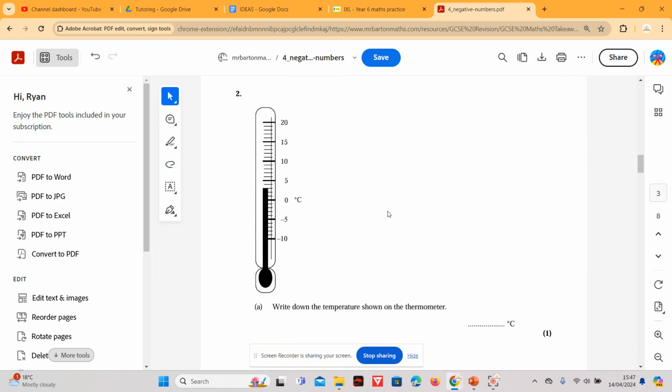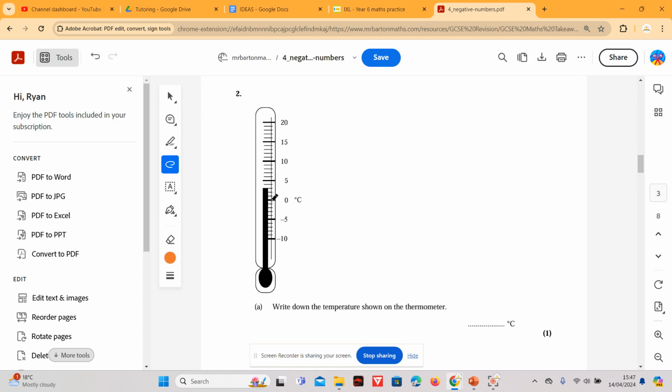So next question, write down the temperature that is shown on the thermometer. If you haven't seen my reading scales video, you're probably best checking that out first, but that's not to worry. So it starts off at 0 here, and as you can see, our next visible number is 5. And if you look very closely, there is 1, 2, 3, 4 in the middle.